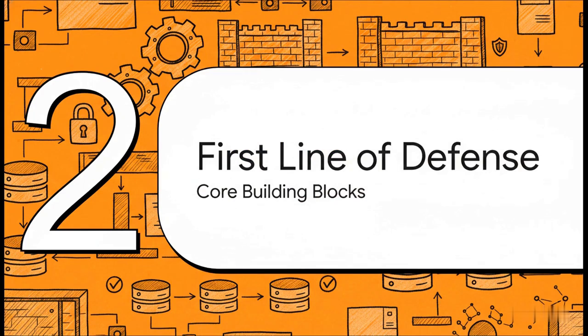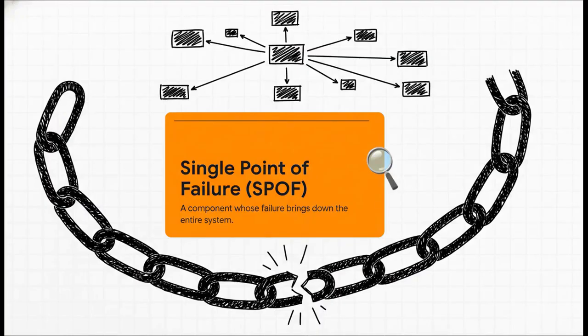Okay, so if we're designing for failure, how do we actually do it? Let's move on and look at our first line of defense, the absolute core building blocks you need for a resilient system. Let's get into the nitty-gritty with our first key term, the single point of failure, or SPOF. The best way to think about this is like a chain. A SPOF is that one single weak link. If it snaps, the whole chain is useless. It's that one piece that can take everything else down with it.